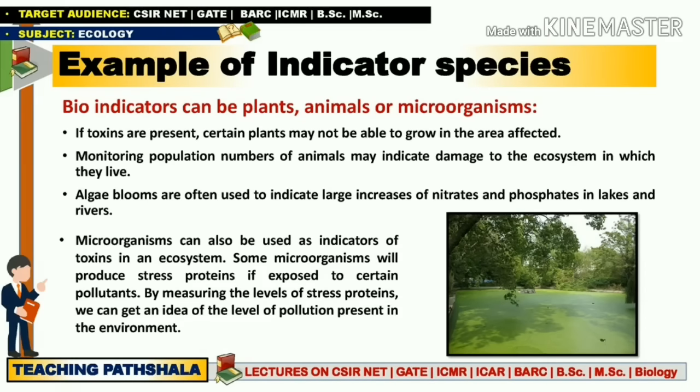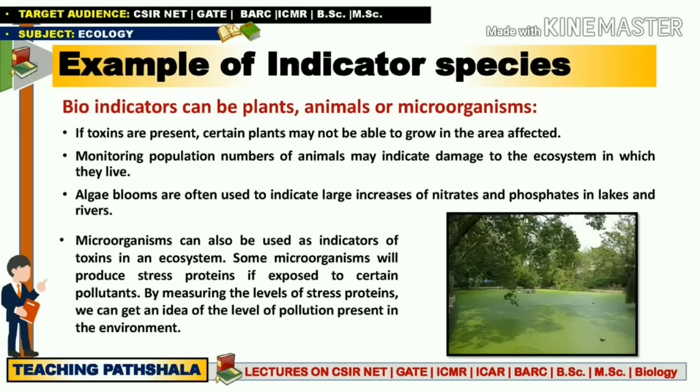Second point: monitoring population numbers of animals may indicate damage to the ecosystem in which they live. Just as I gave you the example of species A, if all of a sudden there is a decrease in the abundance of species A in a certain area, that decrease indicates that there is something wrong with this environment. That sudden disappearance of a particular animal, which is mainly the indicator species, from that area indicates the adverse condition of an ecosystem.